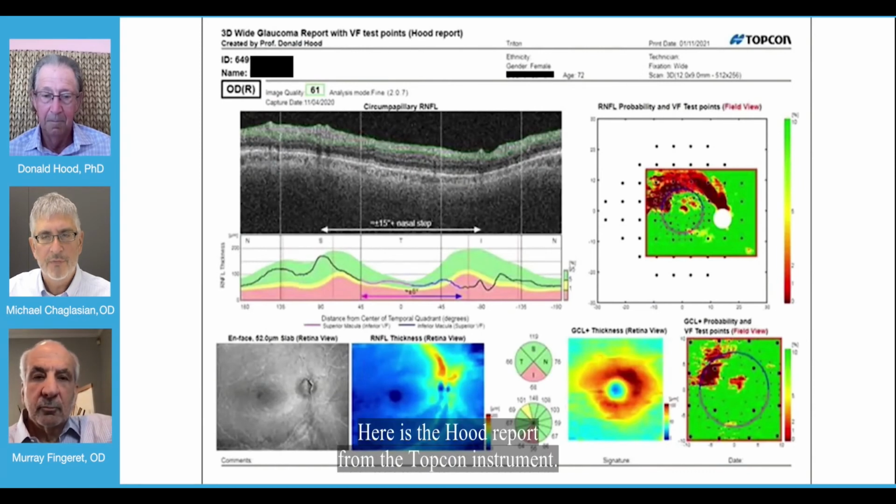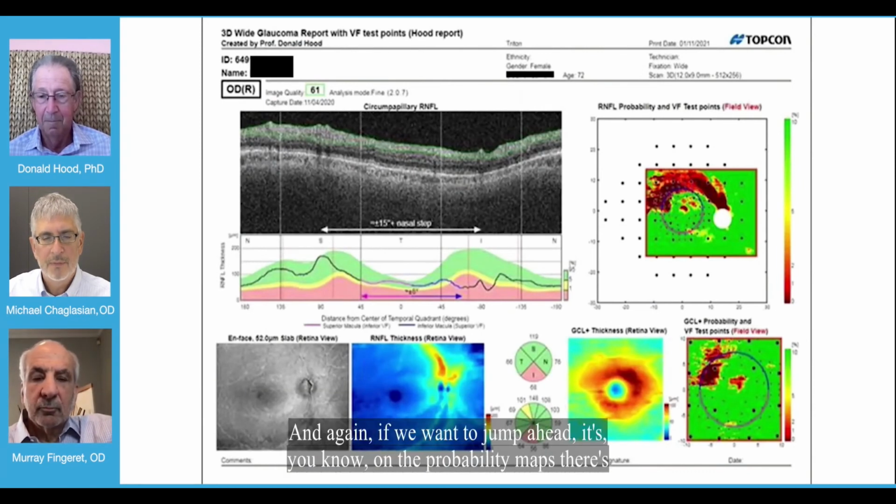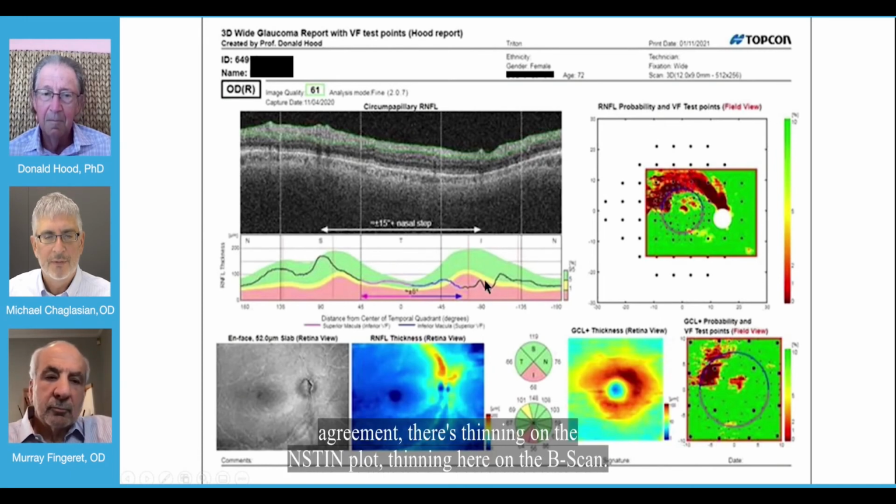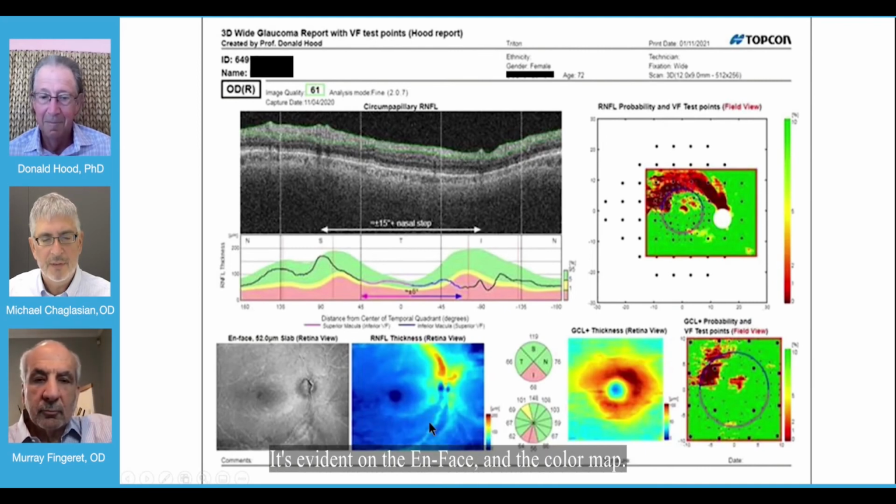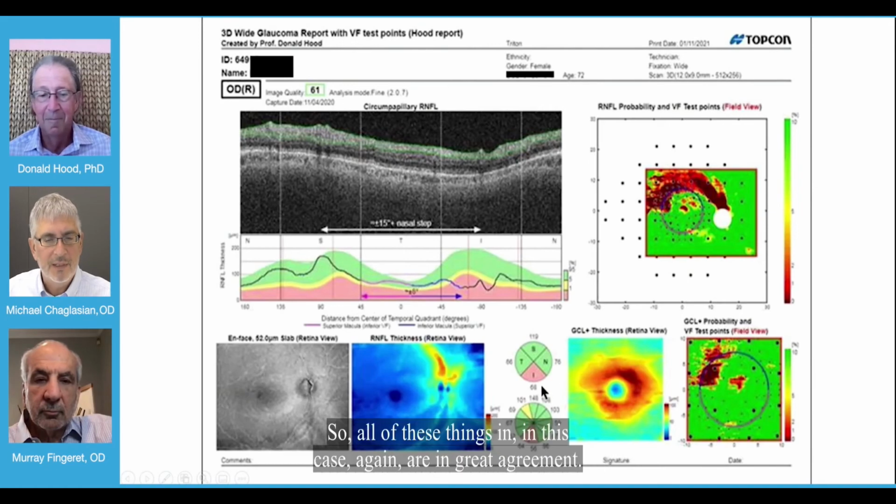Here's the Hood report from the TopCon instrument. And again, if we want to jump ahead, on the probability maps, there's agreement. There's thinning on the Enston plot, thinning here on the B scan. It's evident on the ONFOS and the color map. So all of these things in this case, again, are in great agreement.